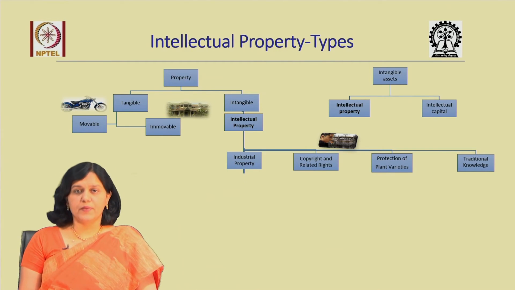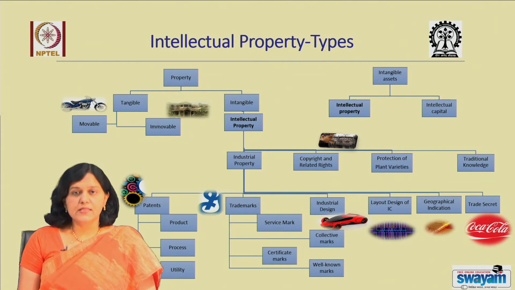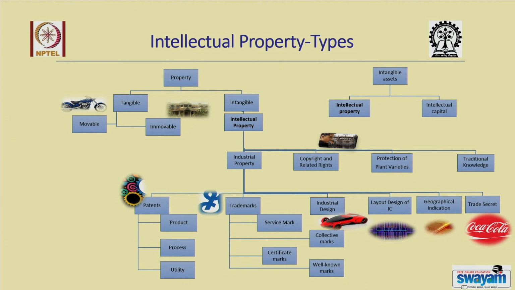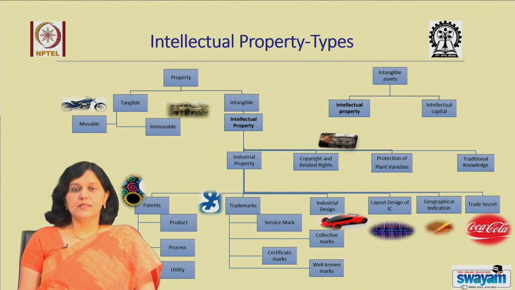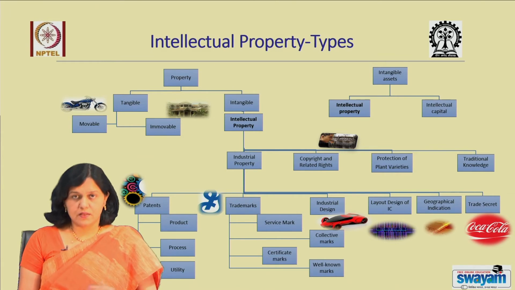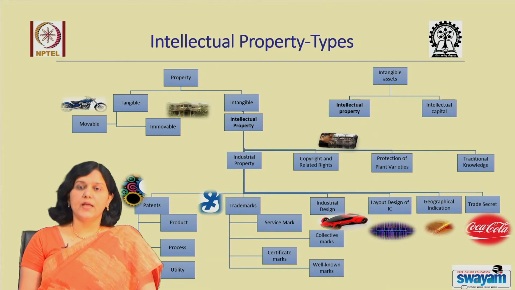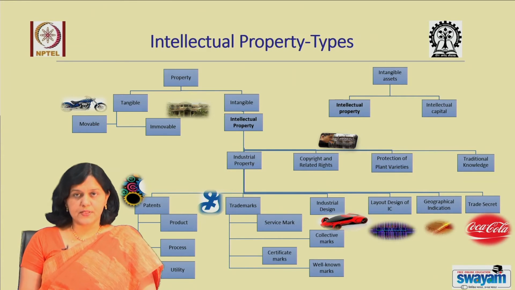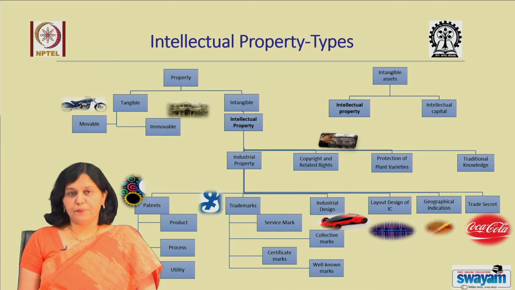Then industrial property. It is divided as earlier said into patent, design, trademarks and geographical indications. Patent is further divided into product patent, process patent and then there is a utility patent, but in India there is no arrangement such as a utility patent, only product and process patent, two types. We are learning in further modules details of patent, a huge IP area.